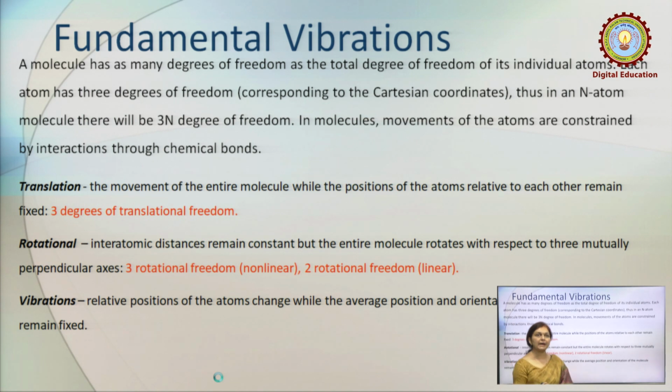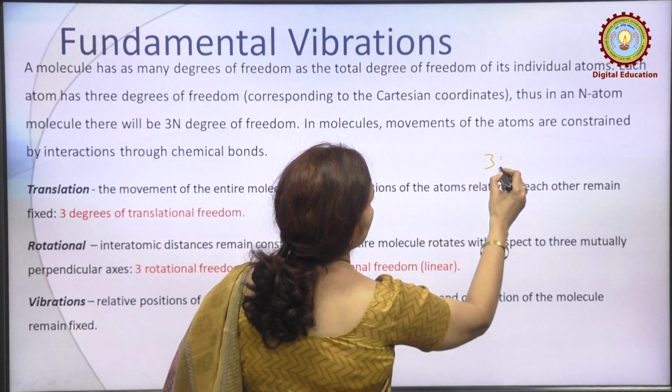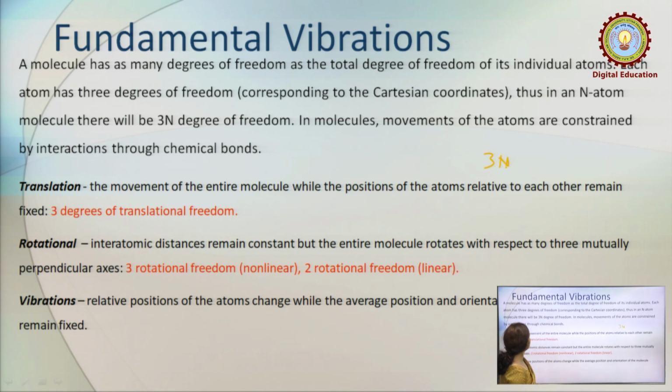A molecule has as many degrees of freedom as the total degrees of freedom of its individual atoms. Each atom has 3 degrees of freedom according to the x, y and z axes. Thus, if the number of atoms is n, there will be 3n degrees of freedom. In molecules, the movement of the atoms is constrained by interaction through chemical bonds. There are 3 types of degrees of freedom: translational, rotational and vibrational. In the case of translational, there are 3 degrees of freedom.